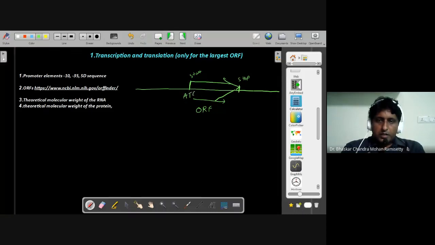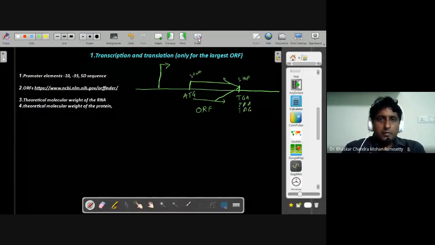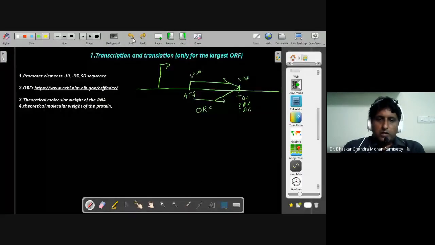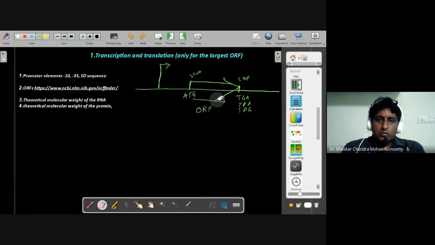What is the start codon? I'm writing in terms of DNA, so I will leave it as ATG. Stop codon, there are 3 different stop codons. It could be TGA, TAA, and TAG. And this is how typically a promoter is represented. This is the same way we will be using in most cases, so I would want you to pay attention to the way we are trying to represent things.